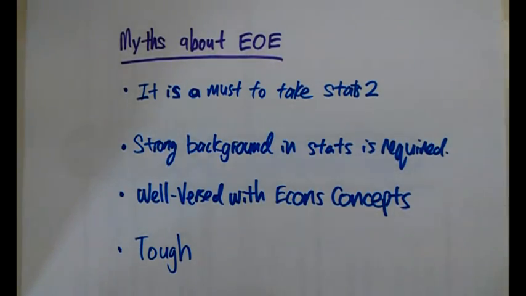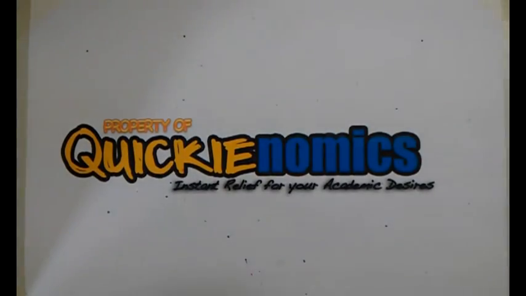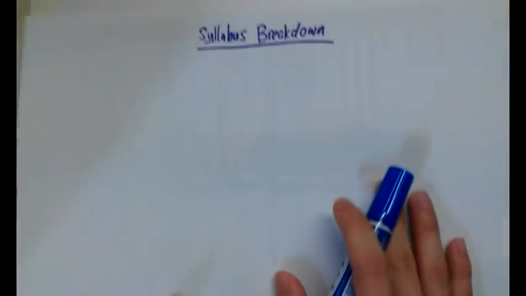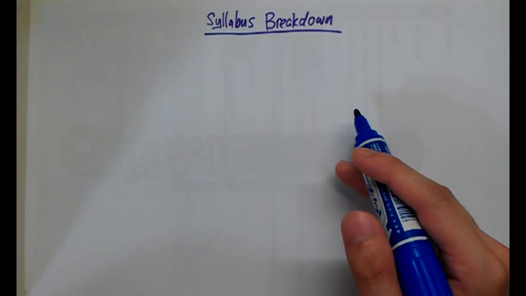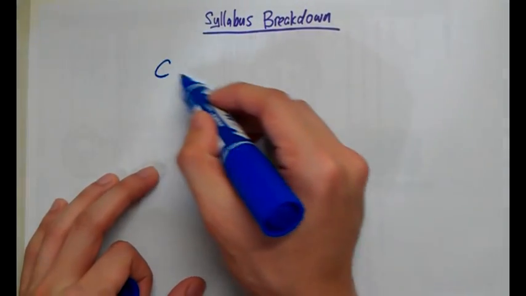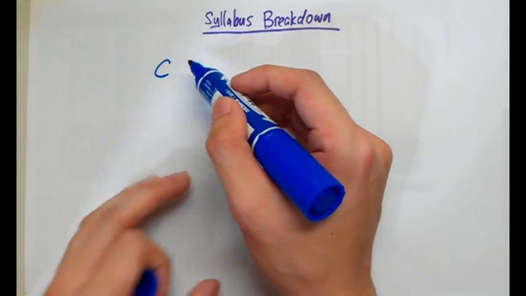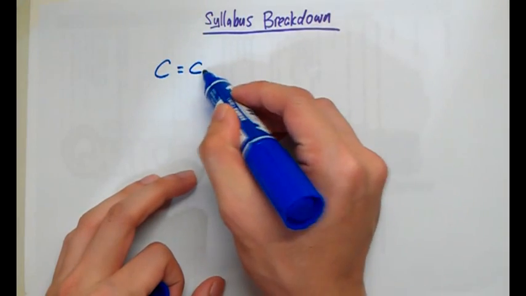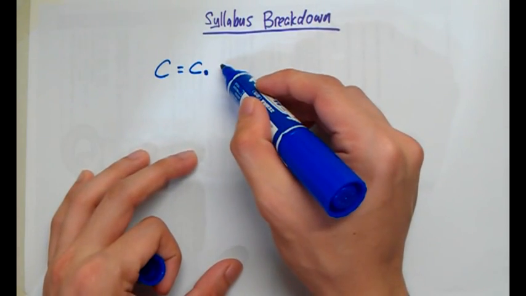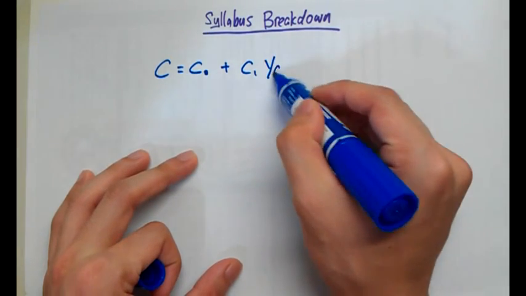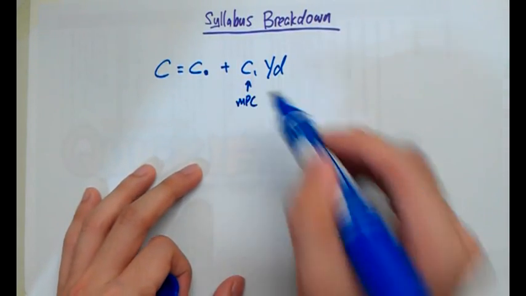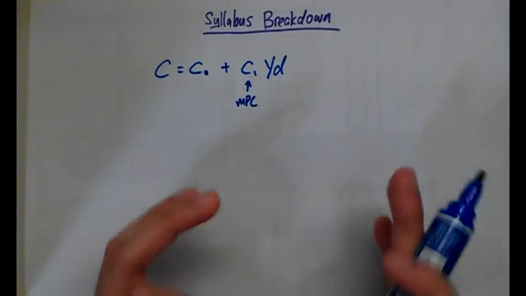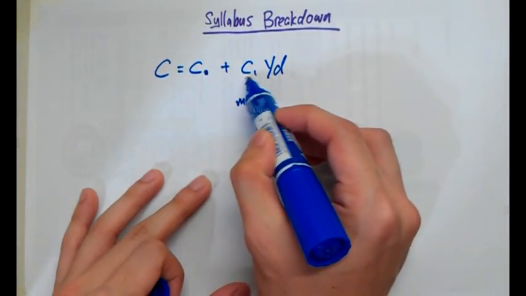Now that we're done with the myths, let's start with a little unit summary about what econometrics is about. I hope you remember that back in your first year when you were studying Introduction to Economics, you learned about Keynes' consumption function in macroeconomics: C = C0 + C1 × YD, where C0 is what we like to call autonomous consumption, YD is your disposable income, and C1, all of us know, is your marginal propensity to consume. The objective of learning econometrics is to be able to estimate these figures.